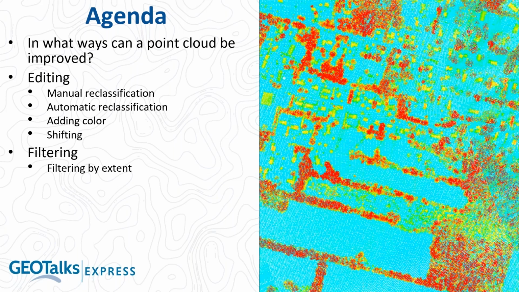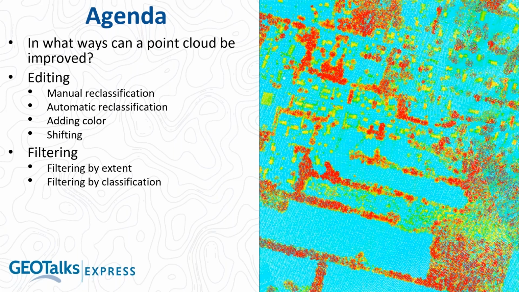I don't want this full point cloud. I only want a small subsection reflecting my project area. And we're going to take a look at how we can crop a LiDAR point cloud to a defined area. And we can filter by classification. I only want my ground points, or I don't want my ground points. I want my non-ground points.